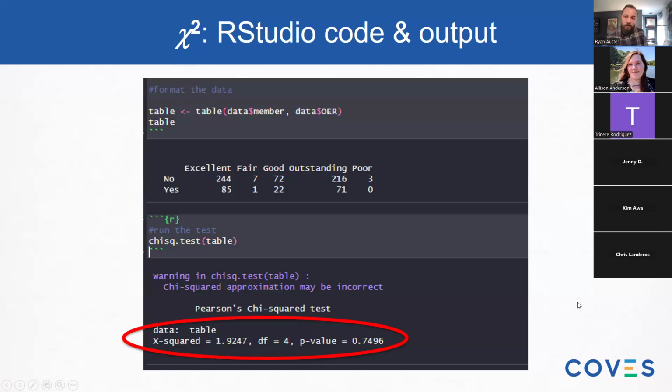So that is one of the reasons why it might be helpful to collapse cells. Now, I did collapse cells as a coding exercise in advance of this presentation, and I'm happy to tell you that even if you use less than excellent, excellent, and outstanding, it is still non-significant, and those groups are the same, members and non-members between OER.